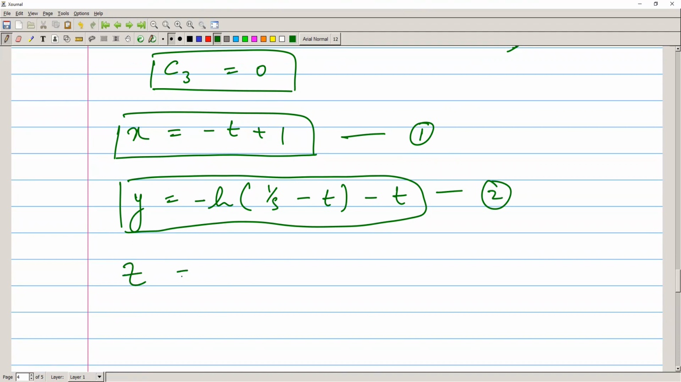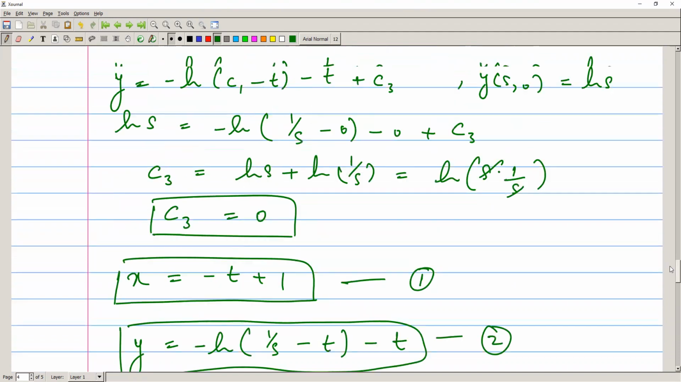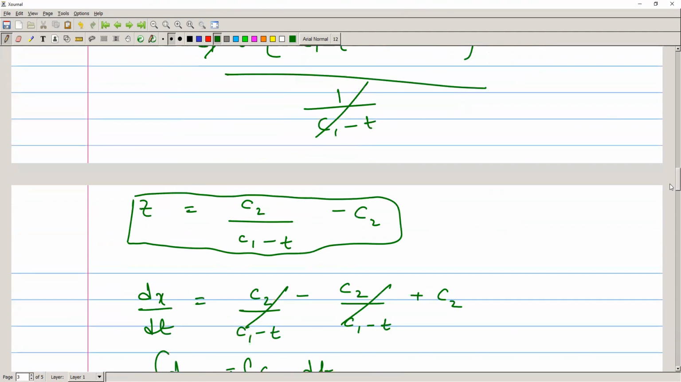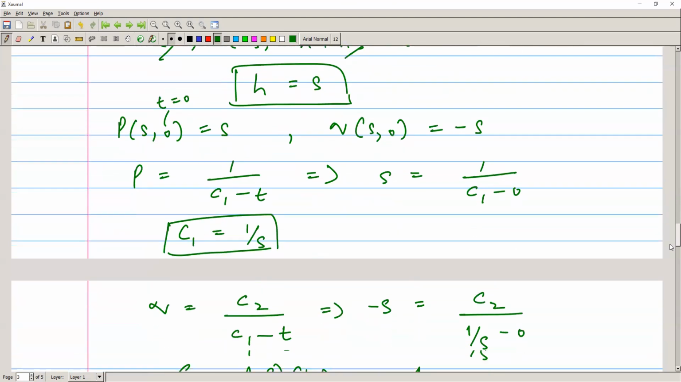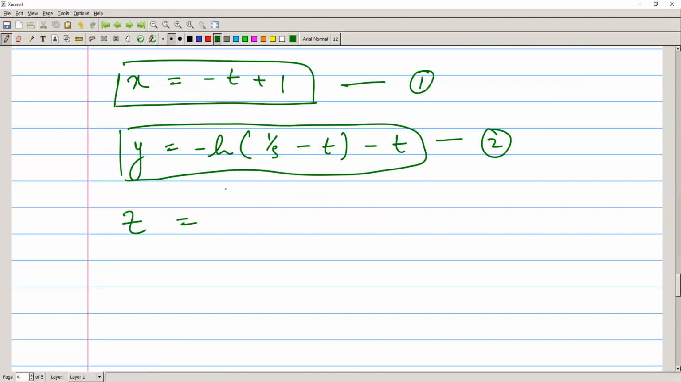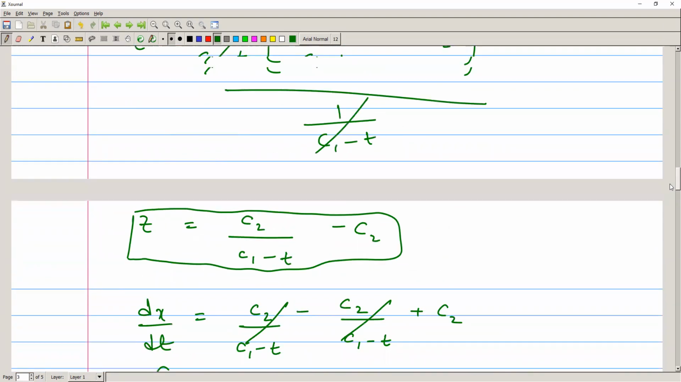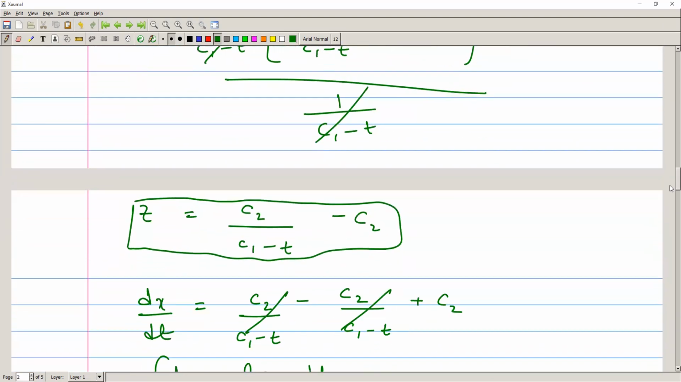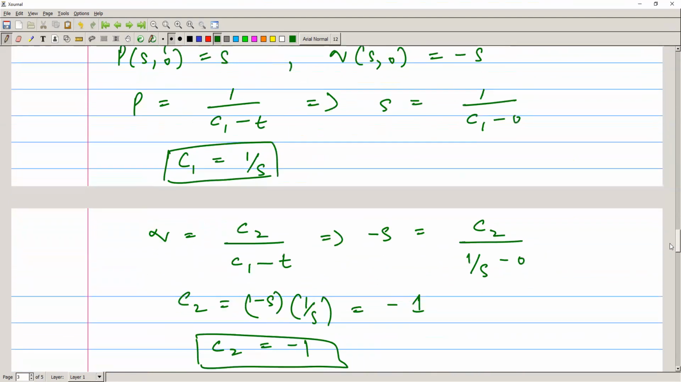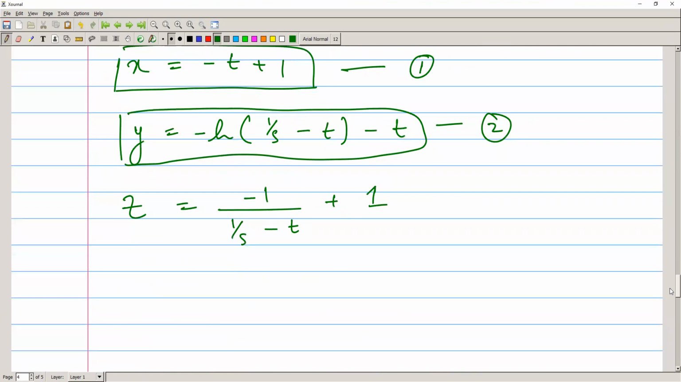Now we will look for z. Our z is equal to c2 over c1 minus t minus c2. So we will apply the values. c2 is equal to negative 1. So z is equal to negative 1 over 1 over s minus t, that is this term, and then minus c2, so it will be plus 1. We'll check again for z. Z is equal to negative 1 over 1 over s minus t, minus c2, and c2 is equal to negative 1. So this is the third equation.